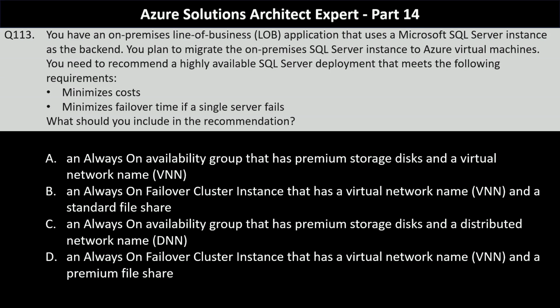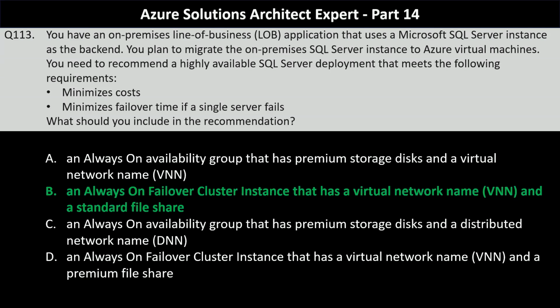Now folks, the correct answer here is option B. Always on failover cluster instance with a standard file share is most cost effective compared to other options that require premium storage, and FCI provides automatic failover with near zero downtime. Because the SQL Server instance runs as a single logical instance, the virtual network name ensures clients connect to the same logical server instance regardless of which node is active.